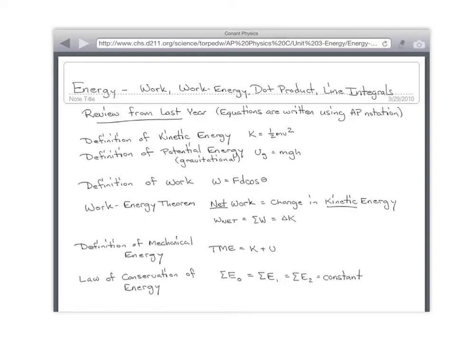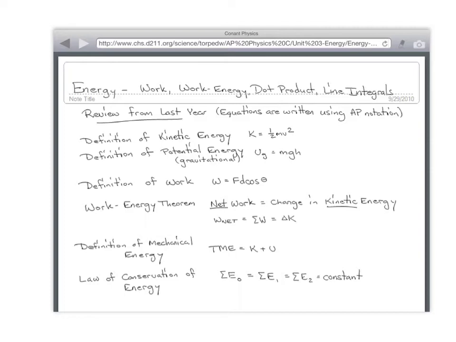Gravity's doing positive work because it's at an angle, kind of in the direction of motion, right? And is friction doing positive or negative work? Negative work, because friction is against the direction of motion. What about the normal force? It's perpendicular, so what kind of work is it doing? None. So gravity does positive work, friction does negative work, and normal force does no work.